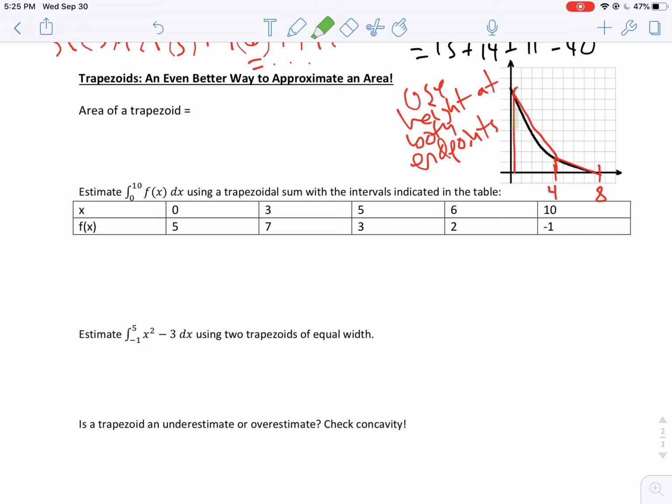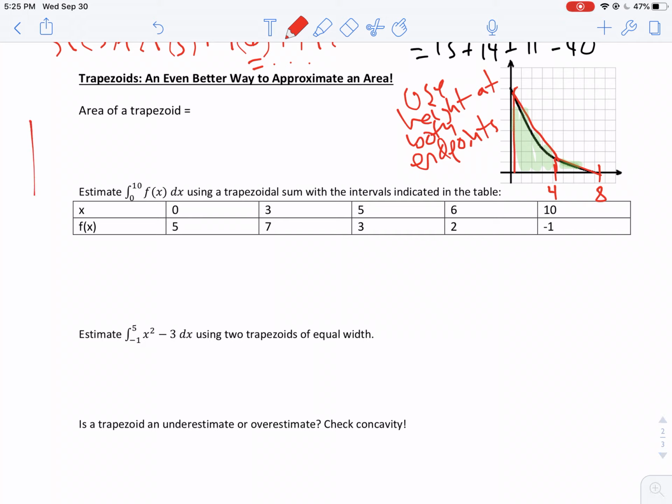Now, as you can see, this area certainly is not perfect, but it looks pretty good. It's actually pretty close. And this does turn out to be better than Riemann sums in almost all cases. But the area of a trapezoid is a formula that you've probably forgotten.